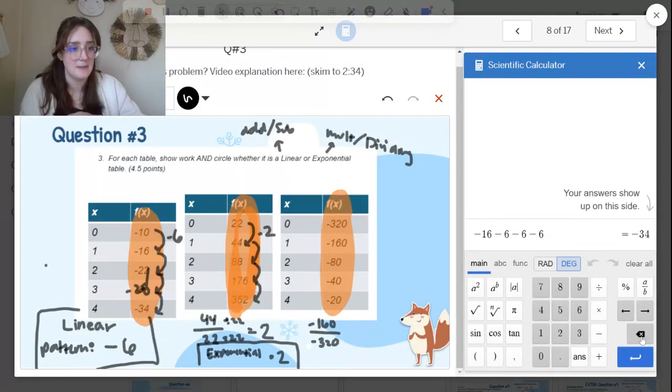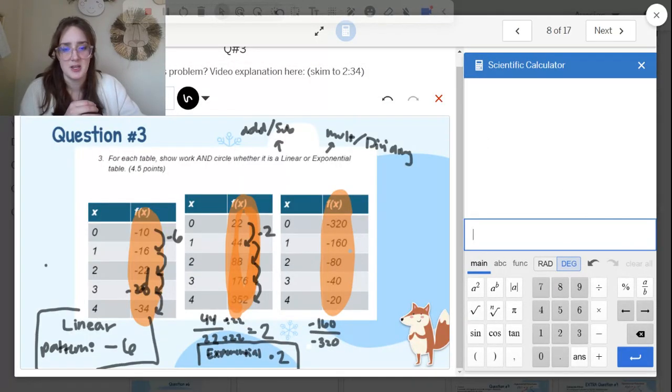Okay, let's see. Clear. Okay, I guess I should have left it and done a new tab.